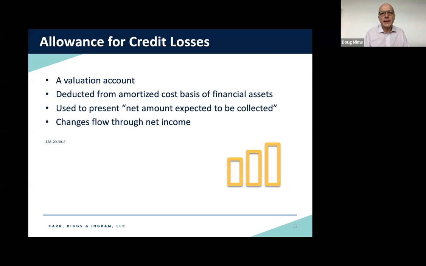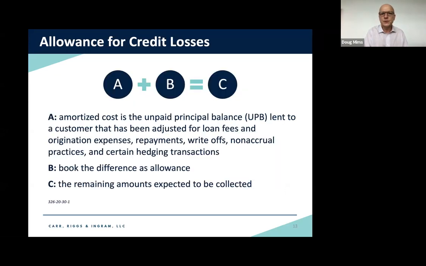Similarly, there'll be a valuation account, and it'll be deducted from the amortized cost basis of the asset, and ultimately the net amount expected to be collected will be what would be presented. That's not really different than today. That is similar to what we do today. And the changes in that allowance flow through net income, and that's the way that we do it today. But it is the allowance for credit losses and not the allowance for loan losses. So just from a math perspective, A plus B equals C.